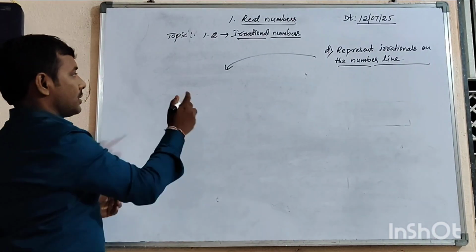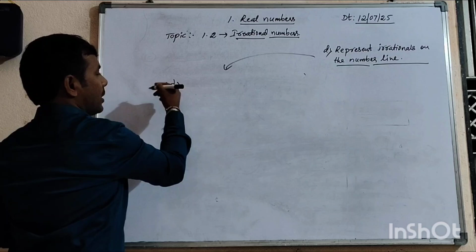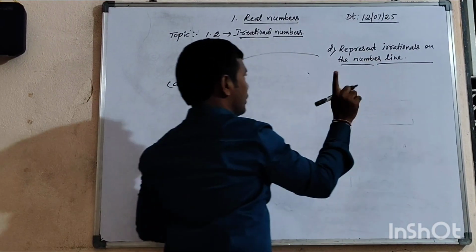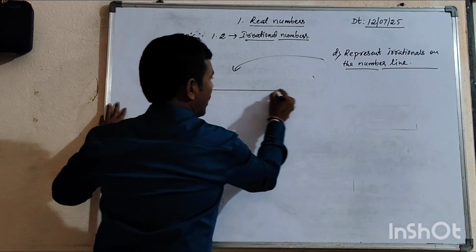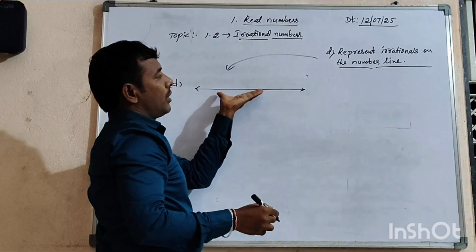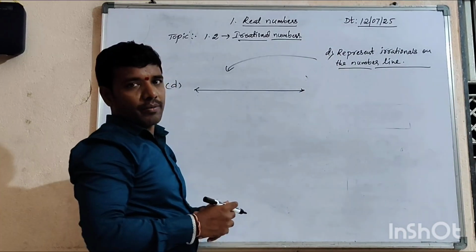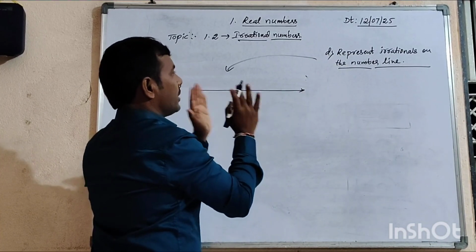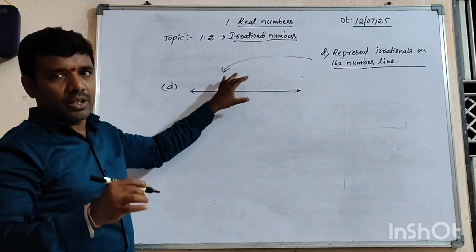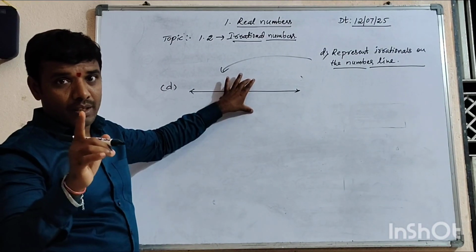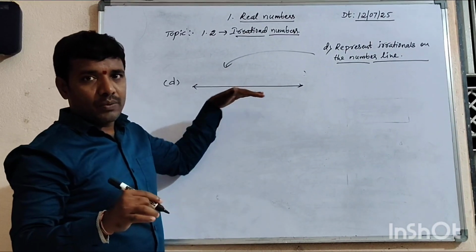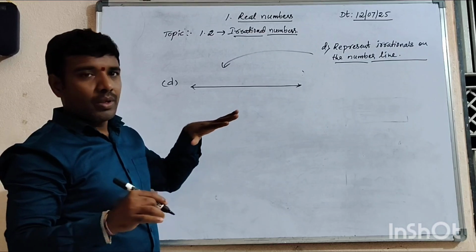Okay, right, students. Last topic, that is D. What is the D title? See, represent irrationals on the number line. First, let us see about the number line. This is a line. If you are writing numbers on it, then it is called a number line. Till 8th class, we represented rationals on the number line. Present is 9th class, no? Till 8th class, we studied about rationals.